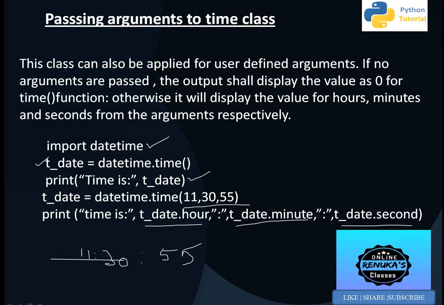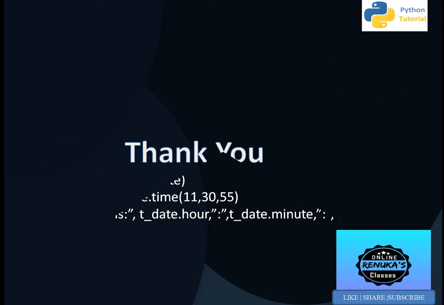So with the help of passing arguments to the time class we can print the required time. What we have to do is make one instance of the datetime class with the help of the time submodule, and then t_date equals datetime.time, giving values 11:30:55. These values will be considered as t_date: this is hour, this is minute and this is second. So this is how we can use the datetime library. Thank you very much.